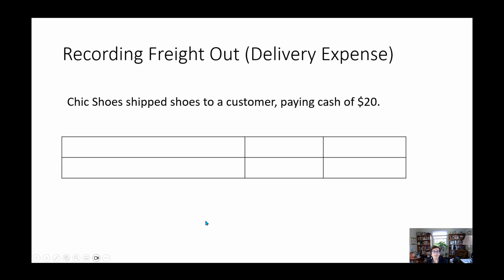All right, so now let's say that Chic Shoes ships, this is like a tongue twister, Chic Shoes shipped shoes to a customer paying cash of $20. All right, so a customer said, hey, I want those shoes, but I can't get to the store. Can you please ship them to us? And they said, okay, fine, we'll ship you the shoes. We are going to debit delivery expense and credit cash for $20. Remember, this is just an operating expense.